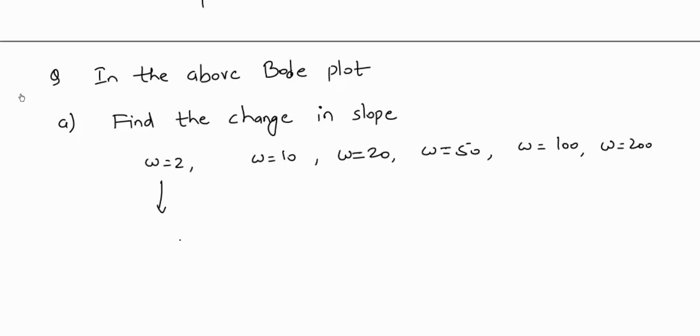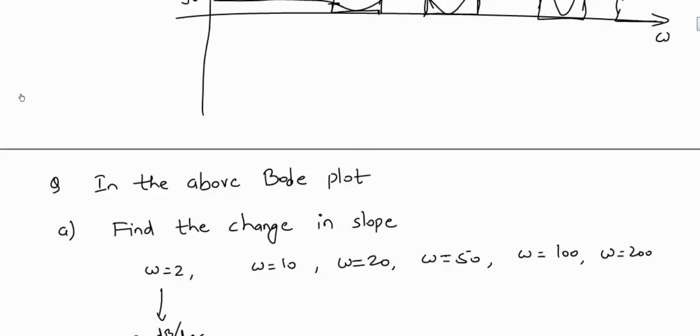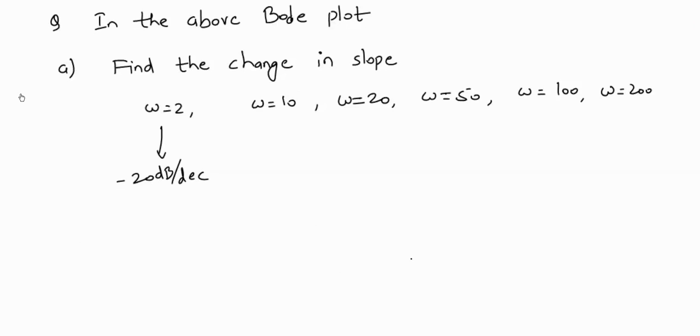So this much change in slope will occur, minus 20 dB per decade. Or from the Bode plot you can also find it. At omega equal to 2, the change in slope is found by taking the new slope minus the previous slope. The new slope is 0 and the previous slope is plus 20. If you subtract them, you will get minus 20 dB per decade. So actually we need not go into the Bode plot. Without drawing the Bode plot itself, we can answer these questions.